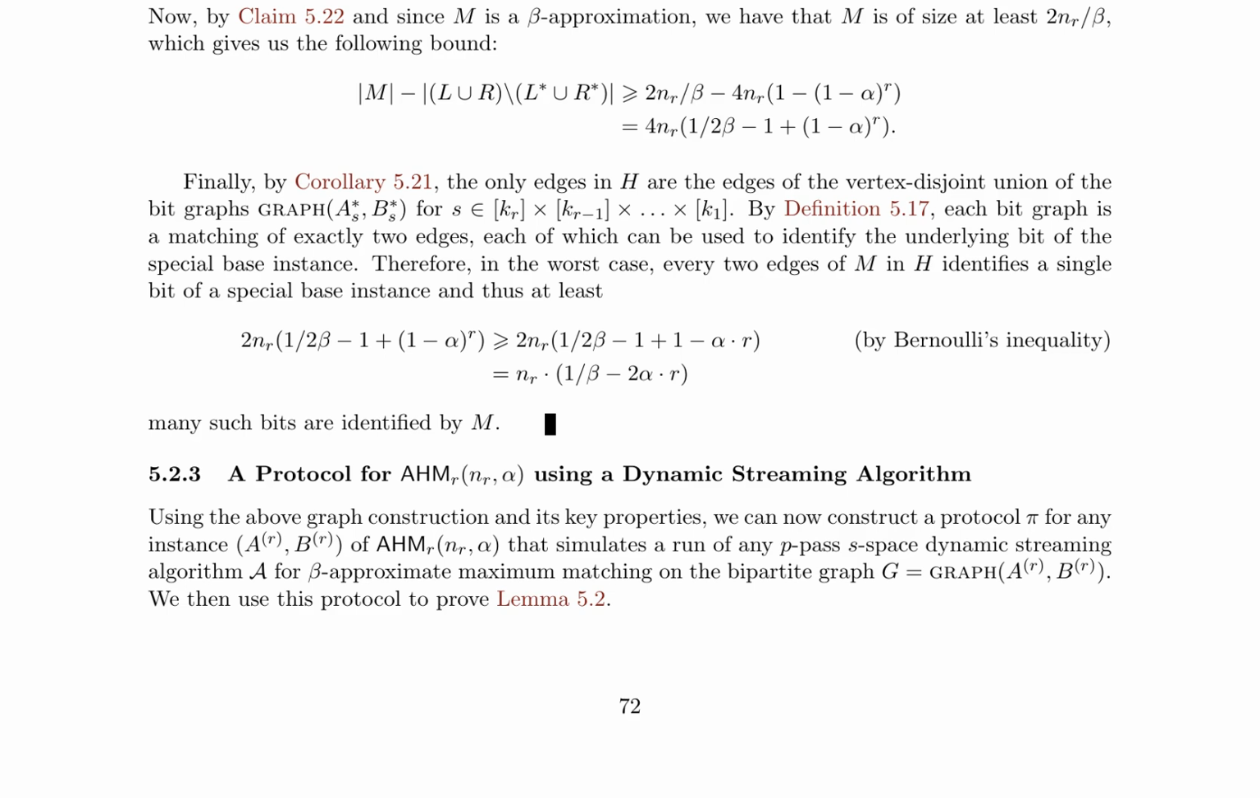This protocol is used to prove lemma 5.2, which provides a key insight into the relationship between beta approximate maximum matching and the approximate hypergraph matching problem. Key concepts in this section include beta approximate maximum matching, special base instances, bit graphs, dynamic streaming algorithms, and bipartite graphs. The mathematical framework relies on equation 20, observation 5.4, claim 5.22, and corollary 5.21, as well as Bernoulli's inequality. The results presented here assume a high level of technical expertise in graph theory, combinatorial optimization, and dynamic streaming algorithms.